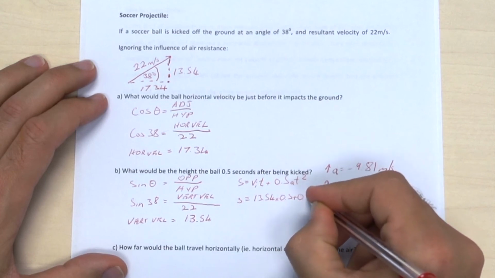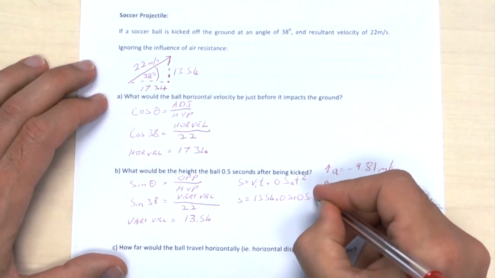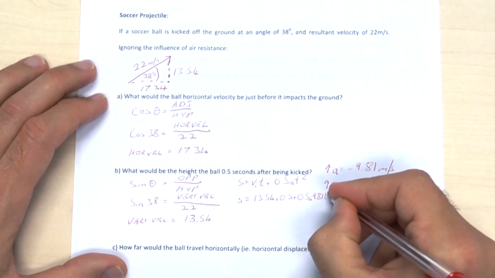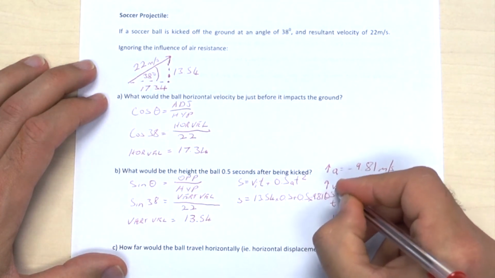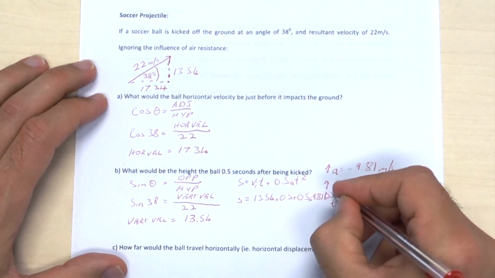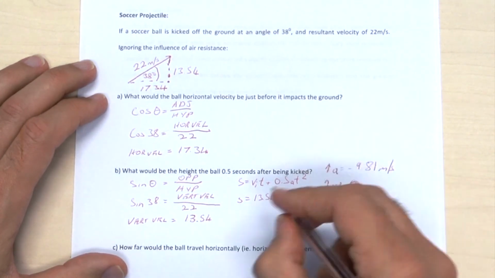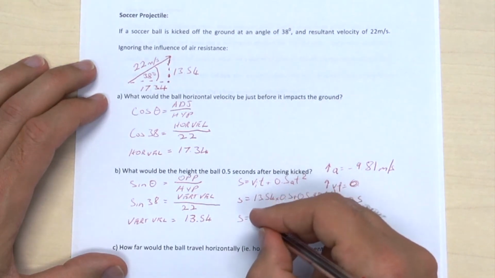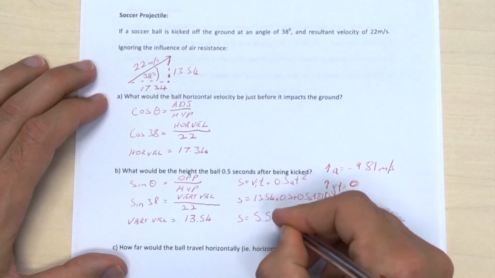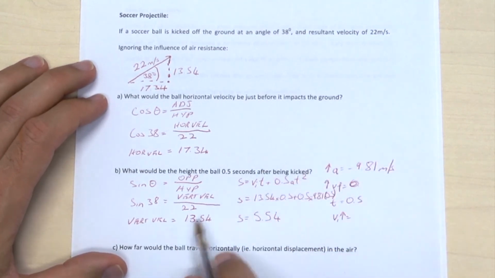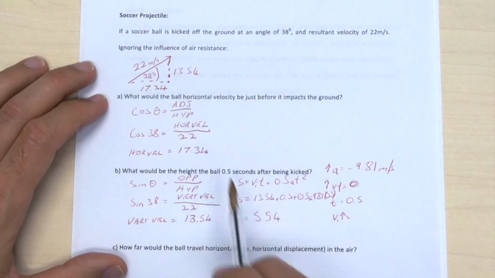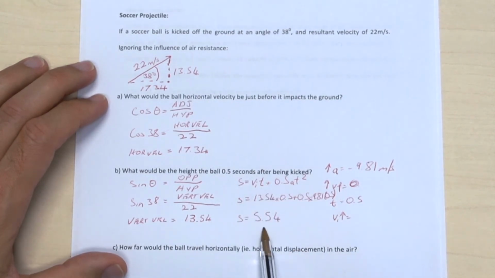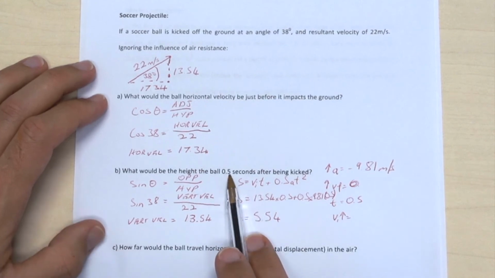and that's added to 0.5 multiplied by negative 9.81 by time again, which is 0.5. Sorry for the messiness here. If we solve for that, put that together, we get 5.54. So we're using right angle trigonometry to get the initial velocity going up, and then we use our laws of constant acceleration to get displacement at that particular time point.